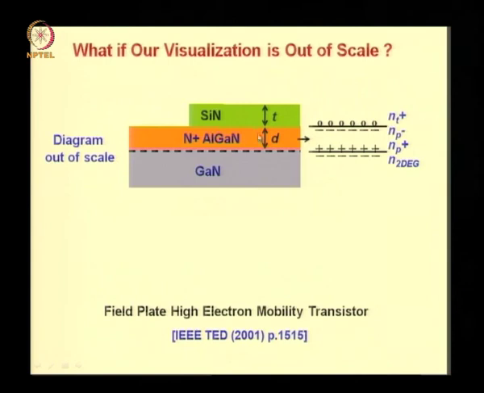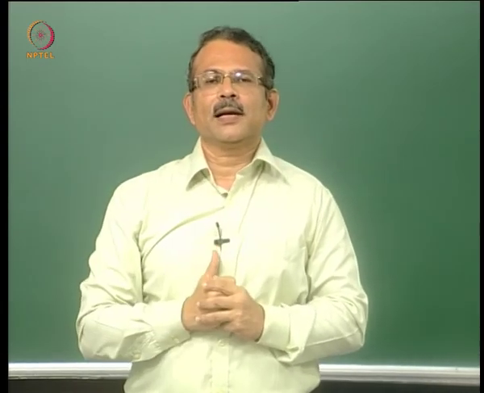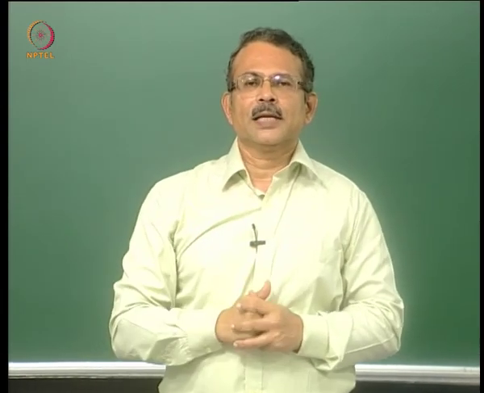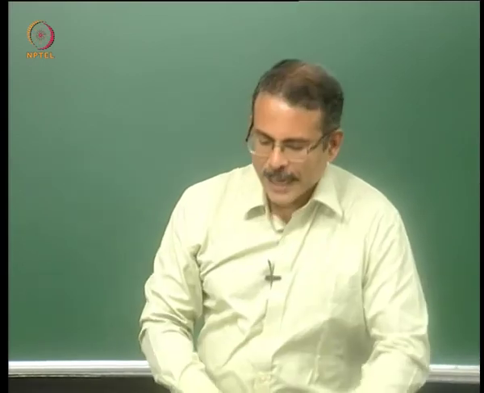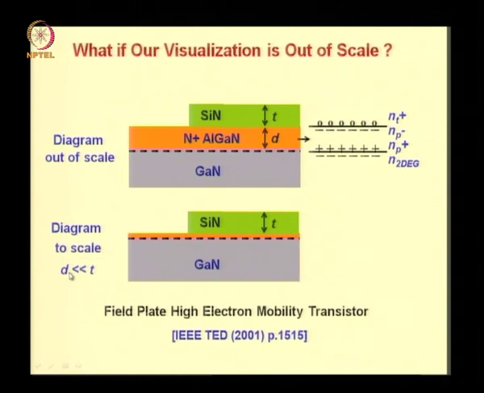This diagram in fact is out of scale. If you take the practical values of the thickness of the silicon nitride insulator and the thickness of the aluminum gallium nitride layer, then the picture to scale looks something like this. D is much less than T. That is the way it happens in practice. So the aluminum gallium nitride layer would look so thin as compared to the silicon nitride layer. Now in this case, you find that the separation between the charges is not really important.